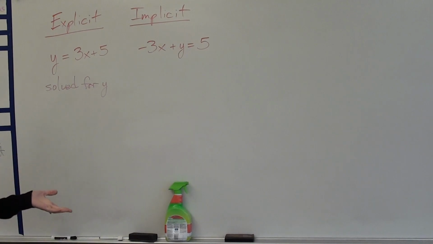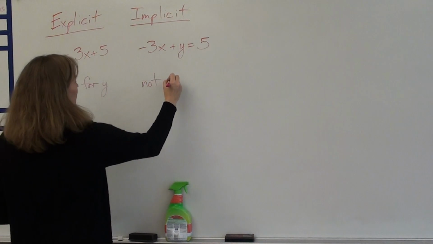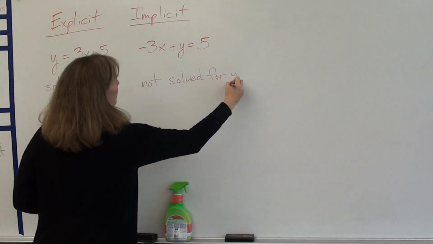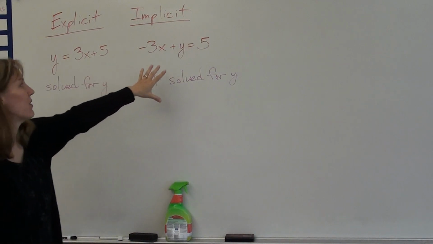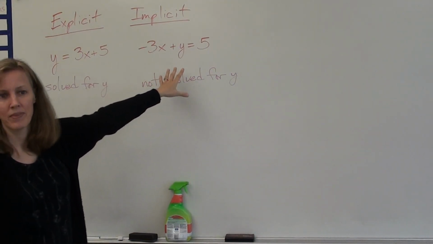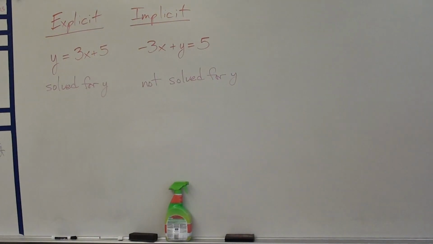An implicitly defined function, in fancy talk, means not solved for y. That's the difference, okay? An explicitly defined function means that you have the output variable by itself. An implicitly defined function means you don't. They're just mixed together. Those x's and y's, co-mingling. All right.